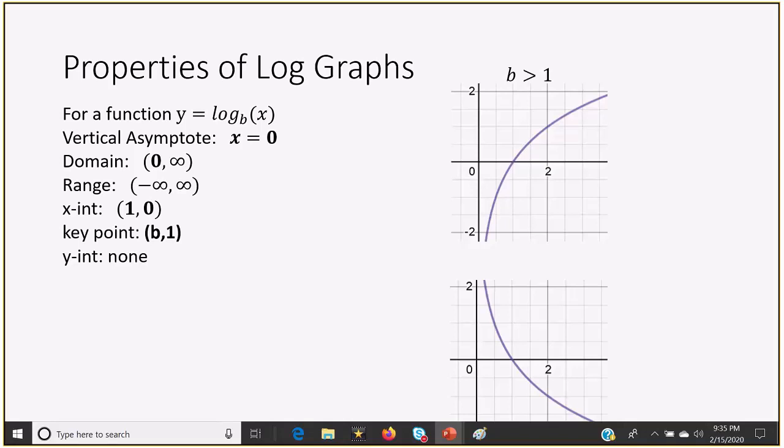This is the graph. The top one is if your b is greater than 1, and the bottom one is if your b is between 0 and 1, just like we had with exponentials. One is going to have that arcing curve to the right, going up, and the other one's going to have that arcing curve going down to the right.